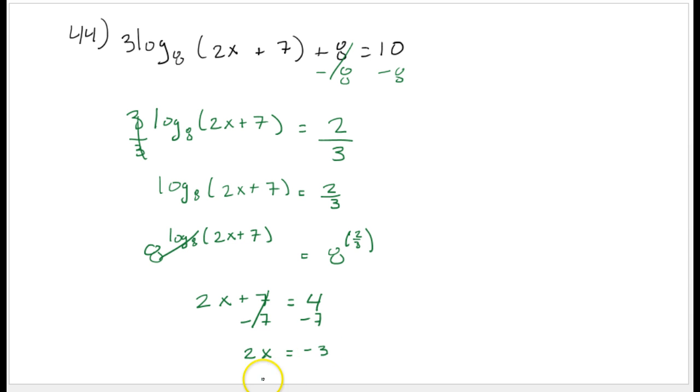minus 3. There we go. We divide both sides by 2. We're simply left with the answer of x is equal to negative 3/2. And that's our answer.